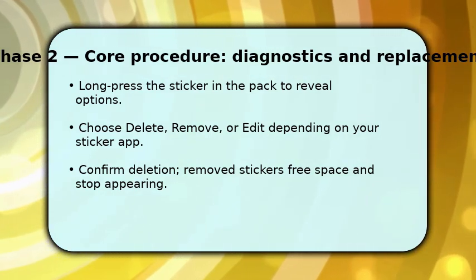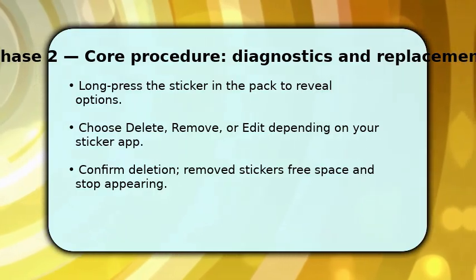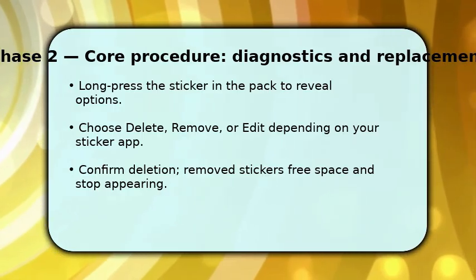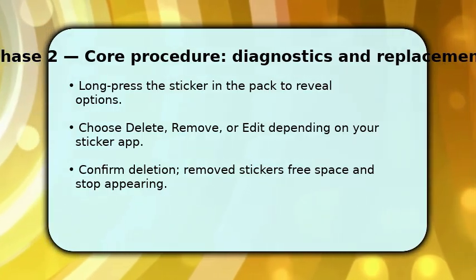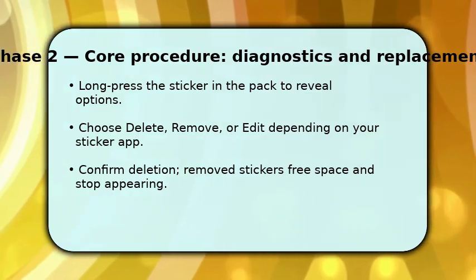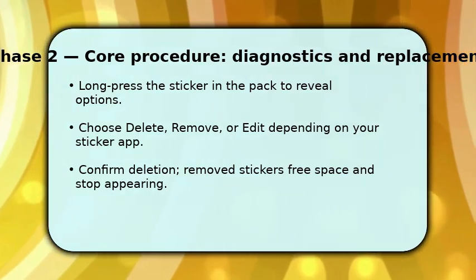This is the key gesture. Once the menu appears, select Delete, Remove, or Edit. Different sticker creators label it differently, so read the option before tapping. When you confirm deletion, iOS removes that sticker instance from the pack and prevents it from showing in the drawer.